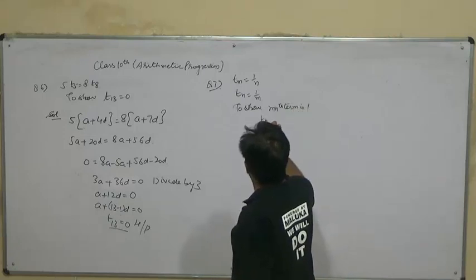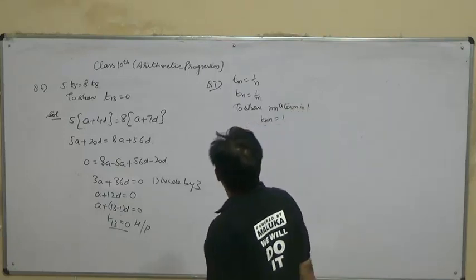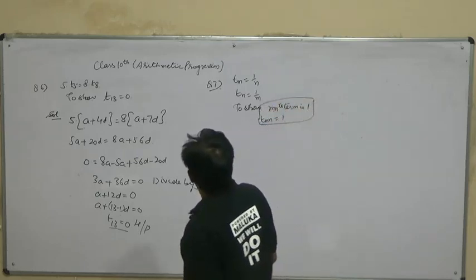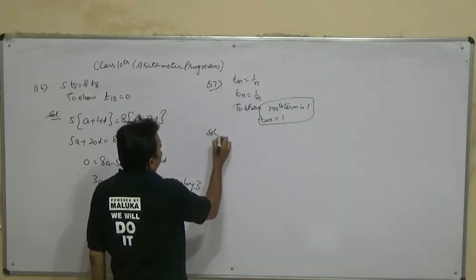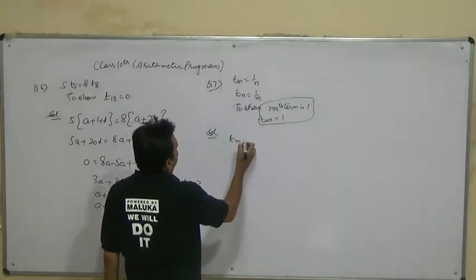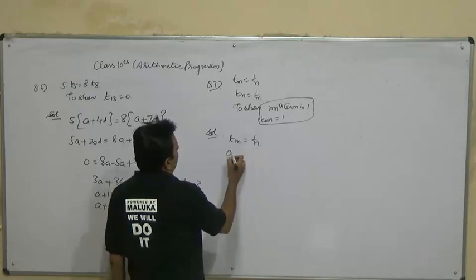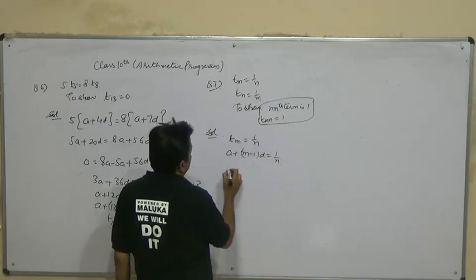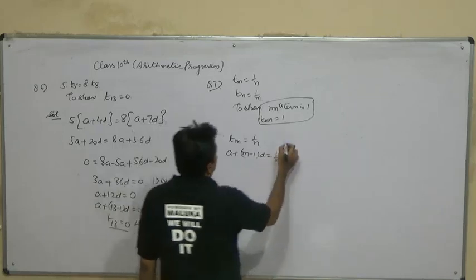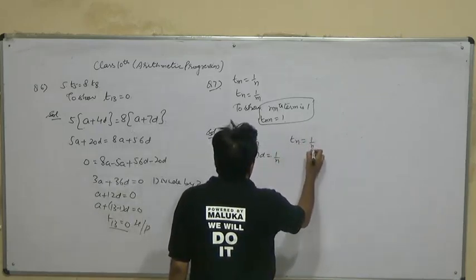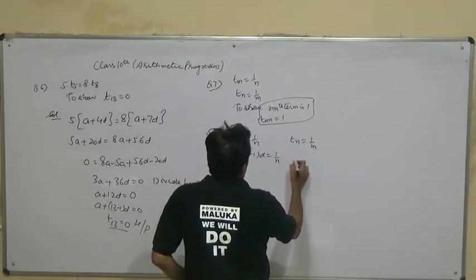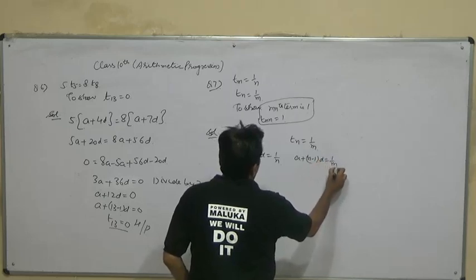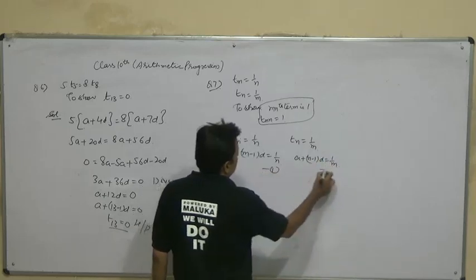That is Tmn is equal to 1. This we want to show. So first we are given that Tm is equal to 1 by n, so a plus m minus 1 into d is equal to 1 by n. And second is Tn is equal to 1 upon m, which is a plus n minus 1 into d is equal to 1 by m. So this is first, this is second.